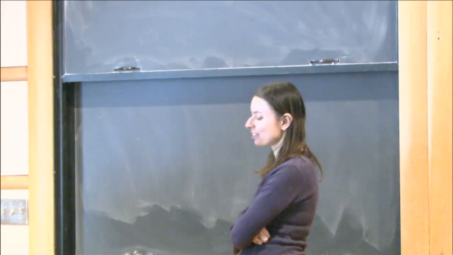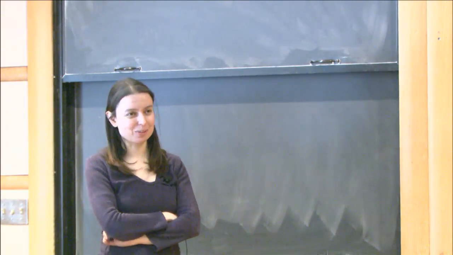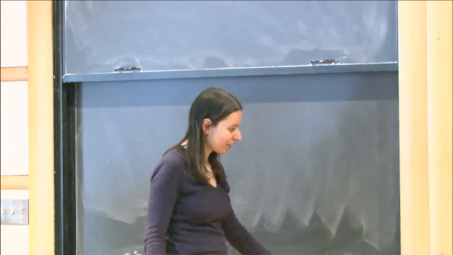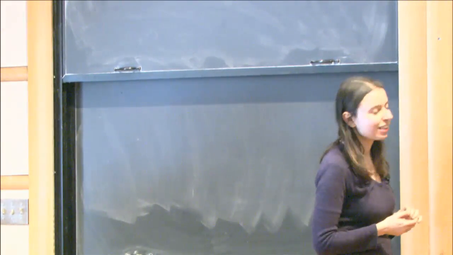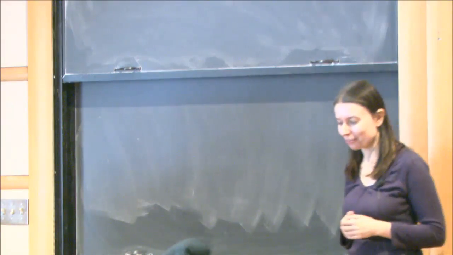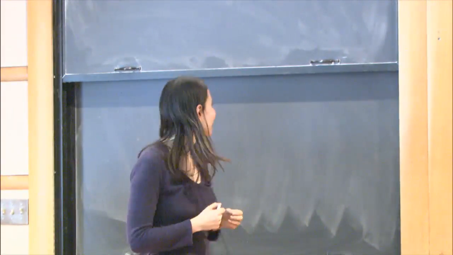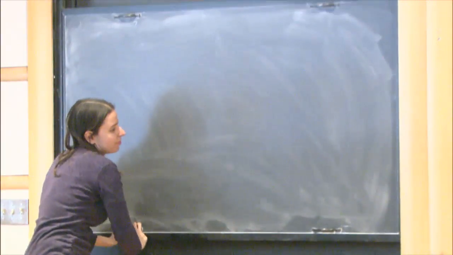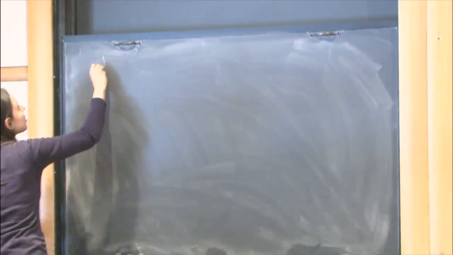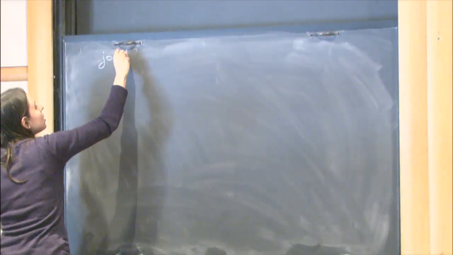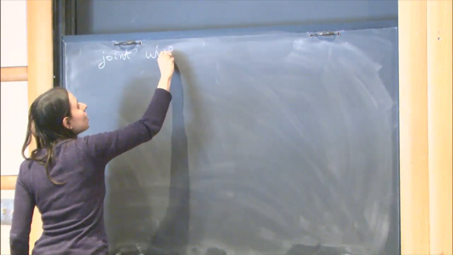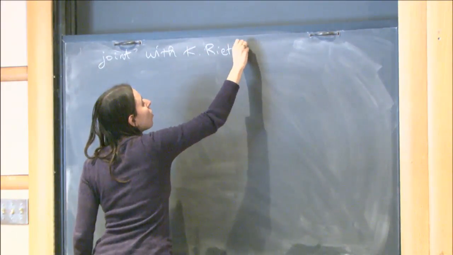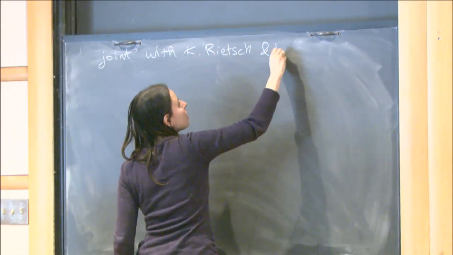Well, when I gave my title and abstract, I gave a very vague title, but mostly I'll be talking about cominuscule varieties. So that is in some ways the dual of the previous talk. What I'm going to talk about is joint work with Konstanze Rietsch, and Lauren Williams.